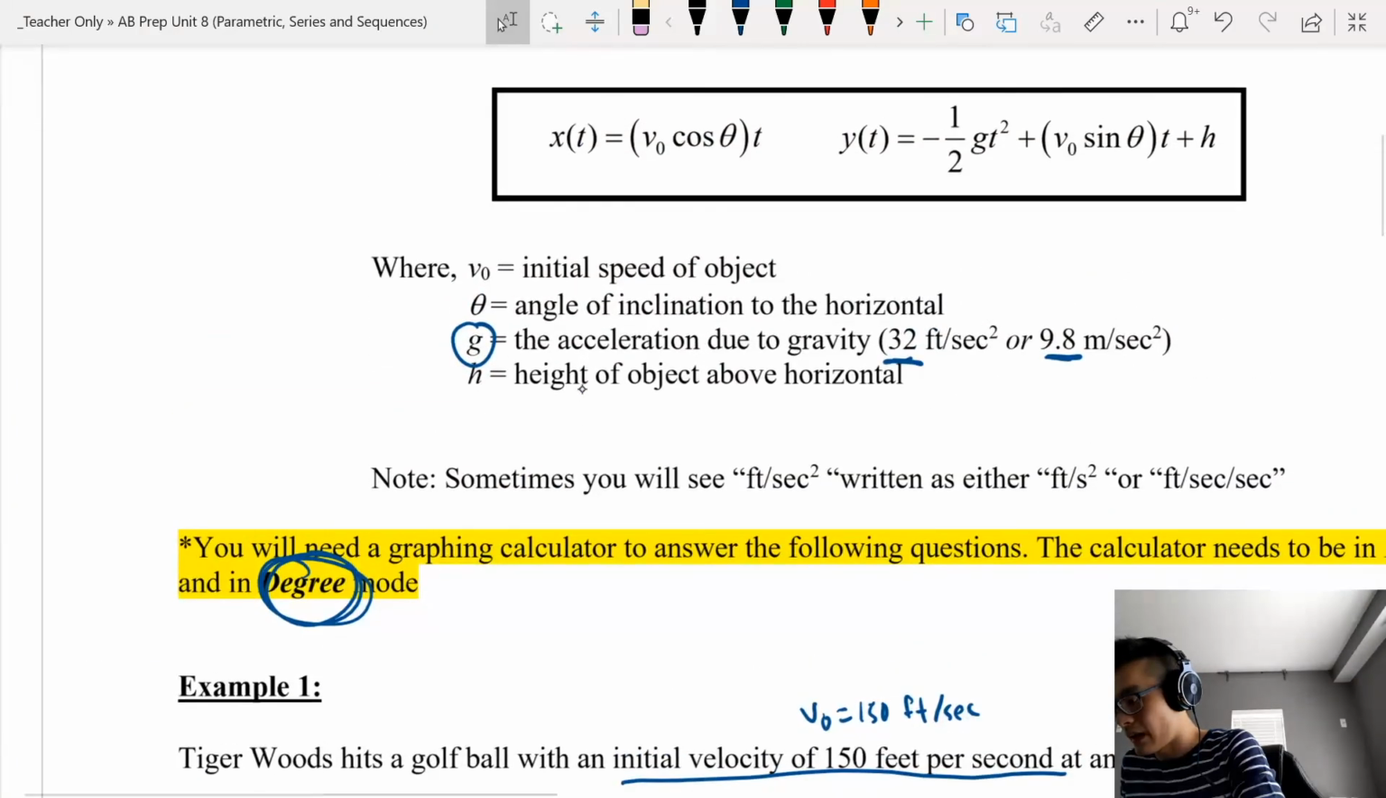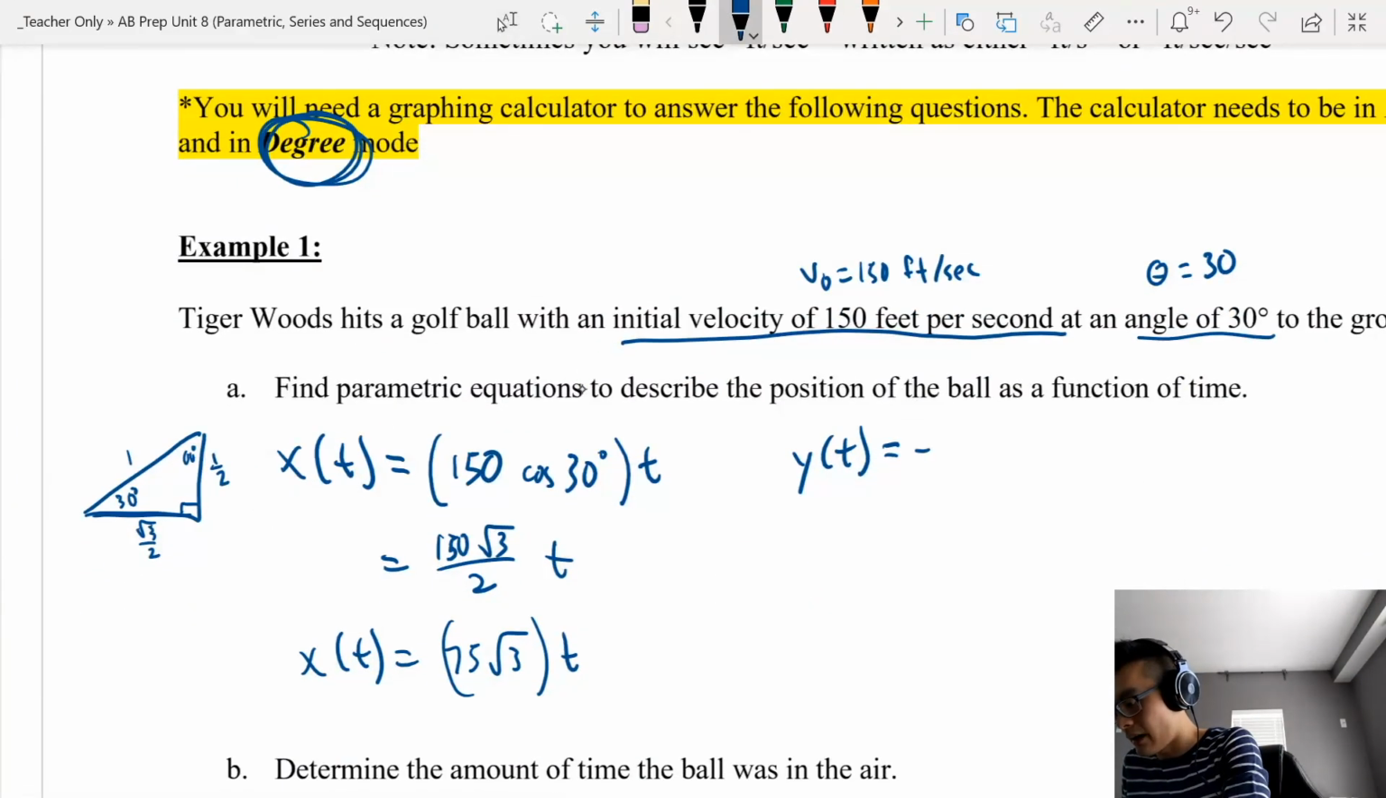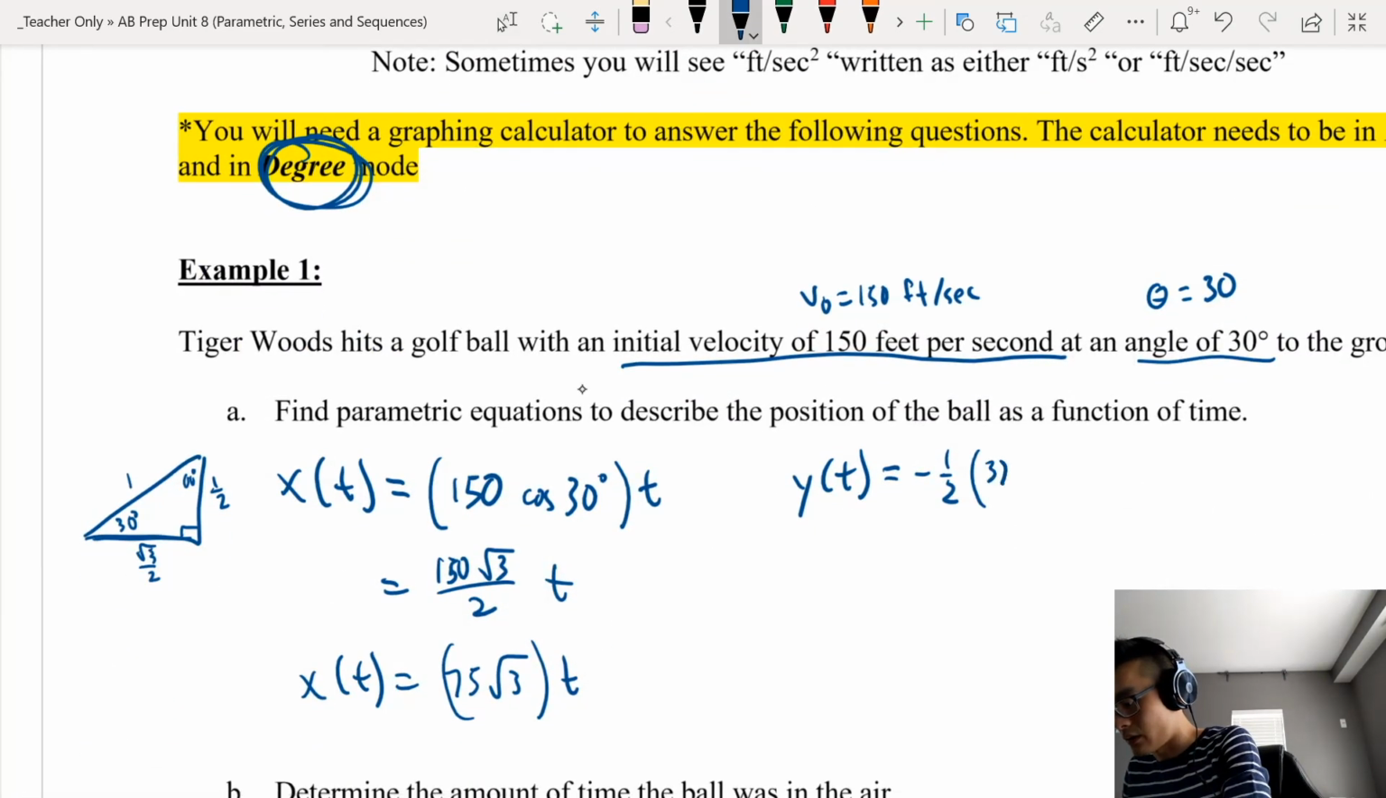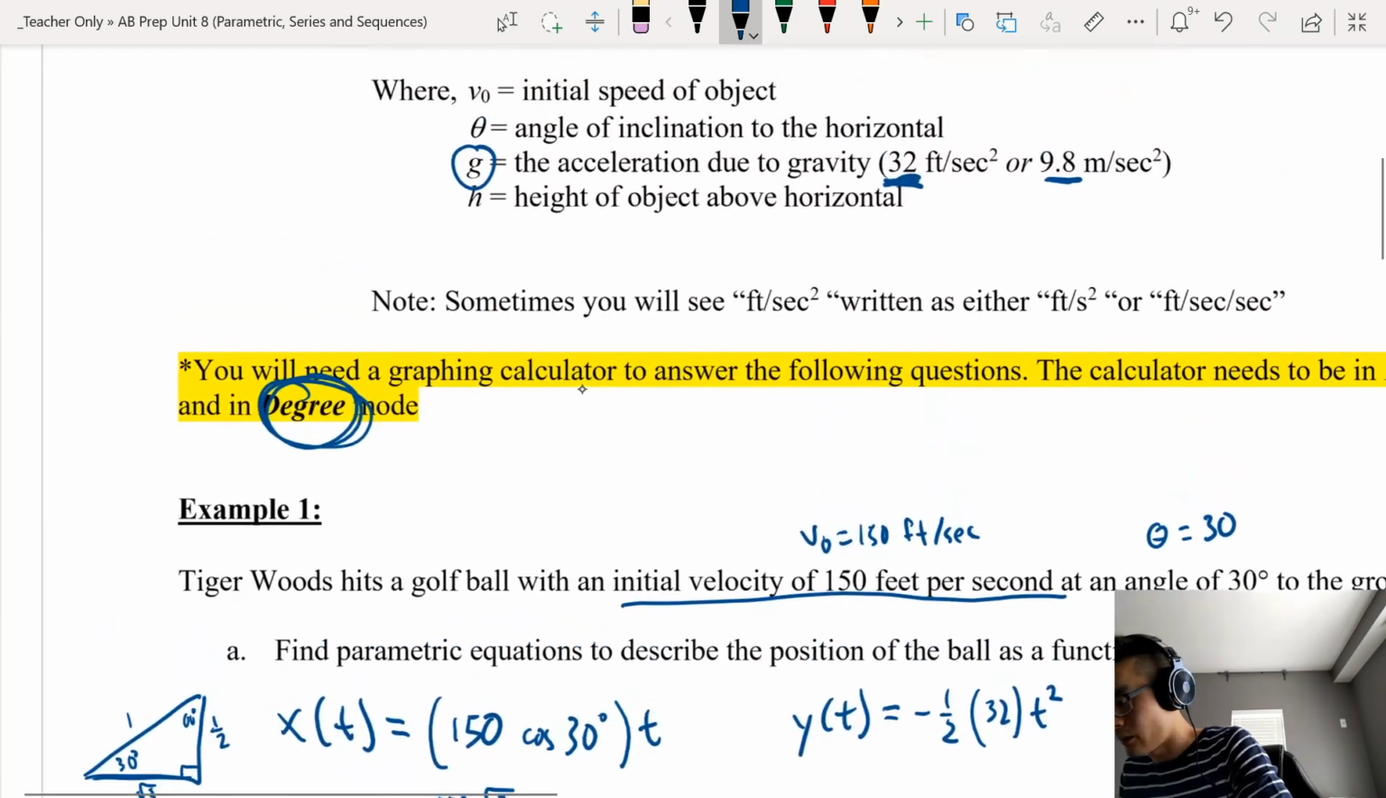We got negative 1/2 gt squared. So negative 1/2. And we know in this case, because we're talking about feet per second, we want to use the 32 constant up here. We want to use this one. So negative 1/2 32, I believe it was t squared. Just keep going back and forth.